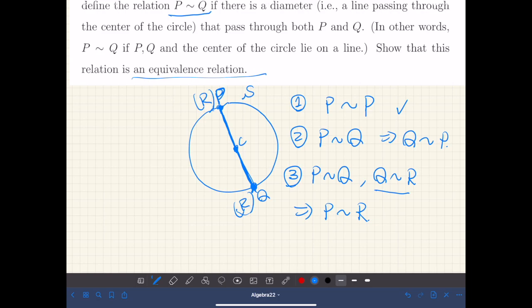If R is equal to P, then by the first point, P and R are the same point, so P must be related to R. If R is the same as Q, then of course because of this, P is related to R. So in either case P is related to R. Therefore, this relation is an equivalence relation.